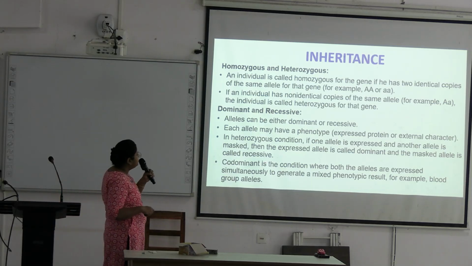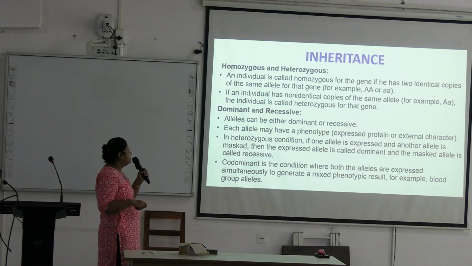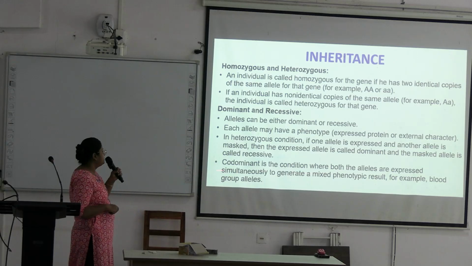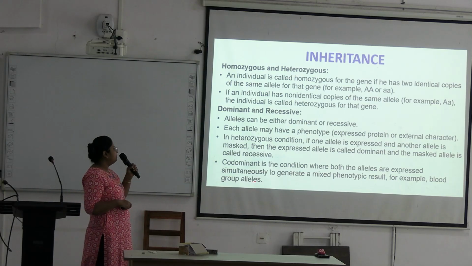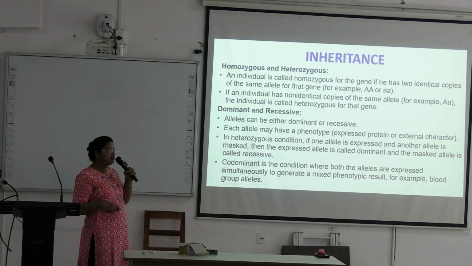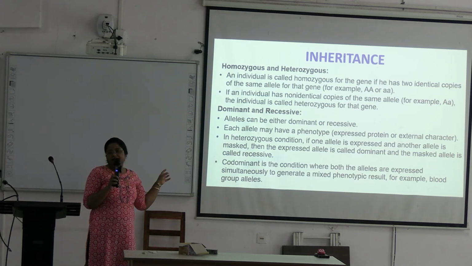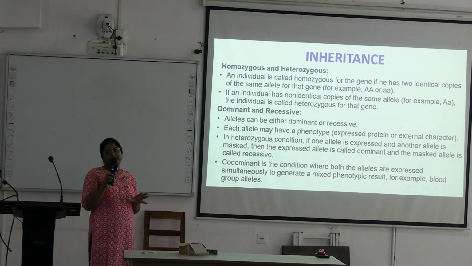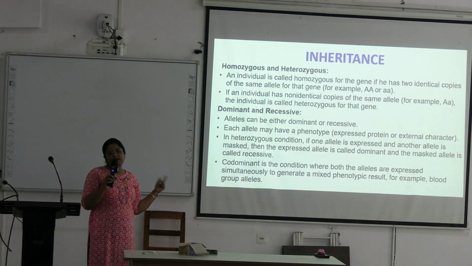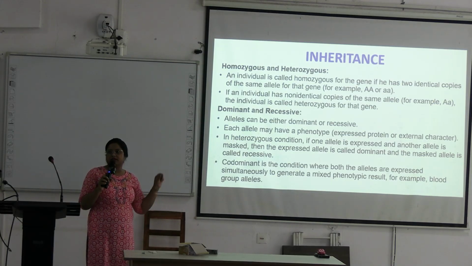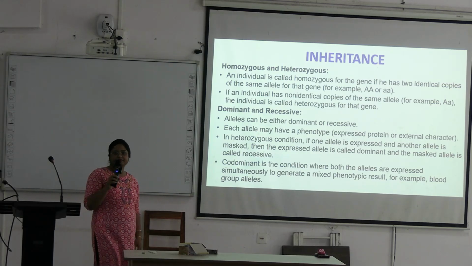And codominant, what is codominant? It is the condition where both the alleles are expressed simultaneously to generate a mixed phenotypic result. For example, blood group alleles. Okay, different types of blood group we have. ABO blood grouping, type A, B, O and AB. Okay, in AB, both A and B alleles are codominant. Okay.